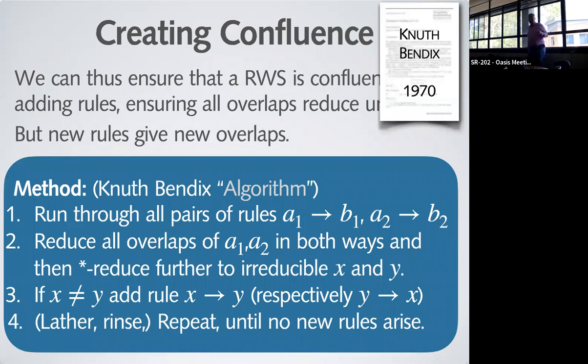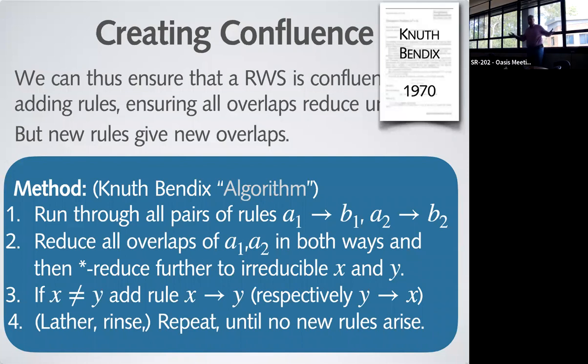Well, it's a method because it's not guaranteed to terminate if the group, or the monoid, is not finite. If it is finite, or in general, you can't predict how long it will run. What it says is you run through all pairs of rules, look at all possible overlaps of the left sides in all possible ways, reduce both ways, reduce them further to irreducible elements x and y. If they are different, you add a new rule, or the other way around, if y is the larger one. And I repeat and I continue doing this until no new rule arises.